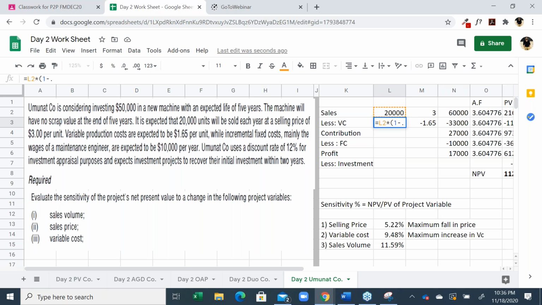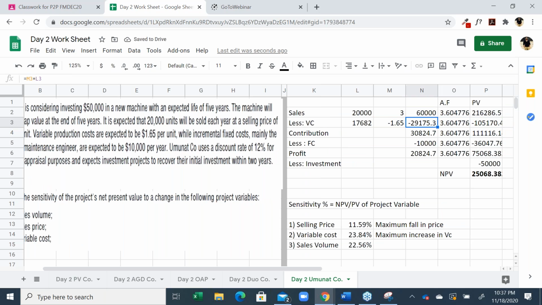1 minus 0.1159. Here we go. We have ended up with 0 NPV. So if the sales volume falls below this percentage of sensitivity, that is 11.59%, we will be ending up with a negative NPV.